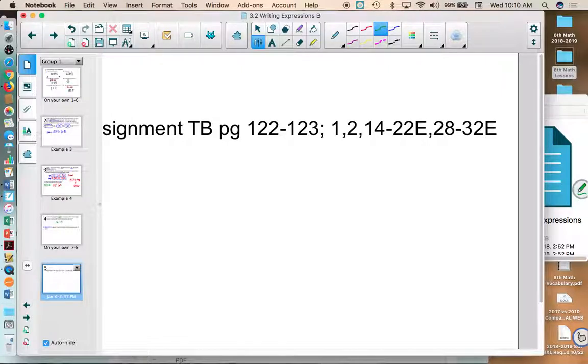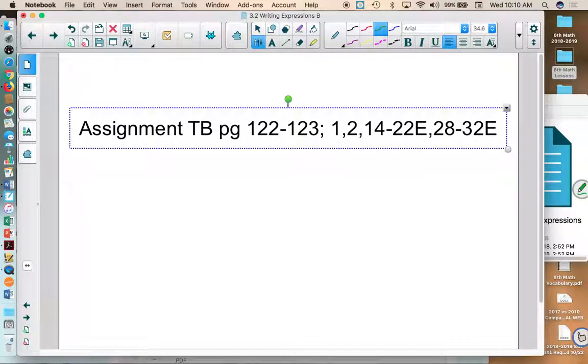Your assignment. Right there. Textbook page 122 and 123. 1, 2, 14 through 22 even, and 28 to 32 even. That's it. Other than reminding you again, when is the vocab due? Friday. That is 2 days away, folks.